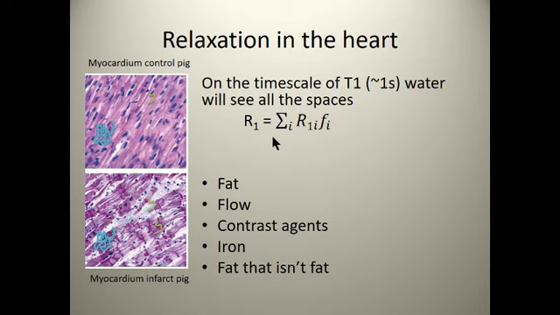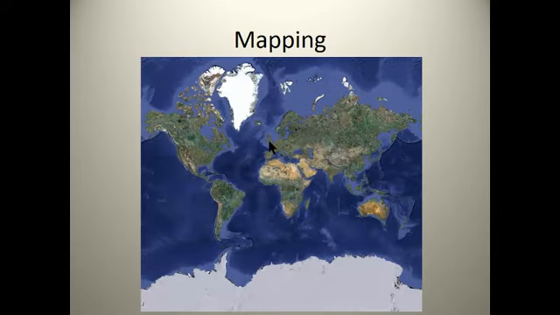And we know this is actually a pretty good model because when you look at the exponential recovery curves of T1, they do demonstrate a single exponential behavior pretty close. T2 is not quite so simple as that. Other things also affect T1: fat, flow, contrast agents, iron, and fat that people talk about being fat that isn't fat.